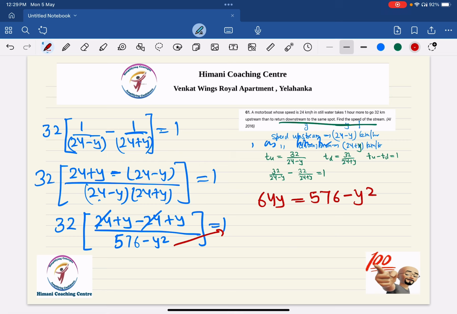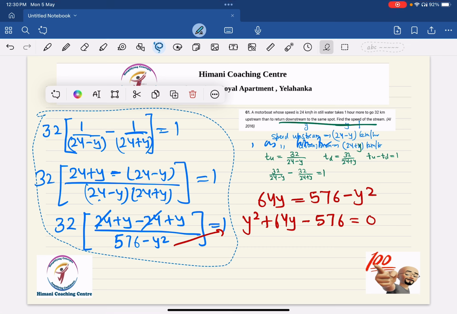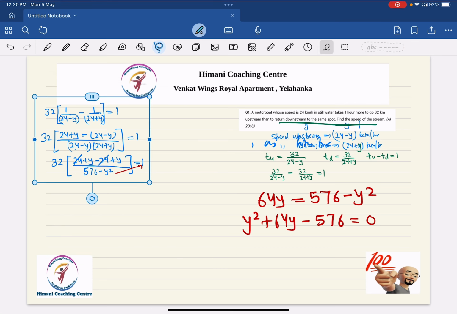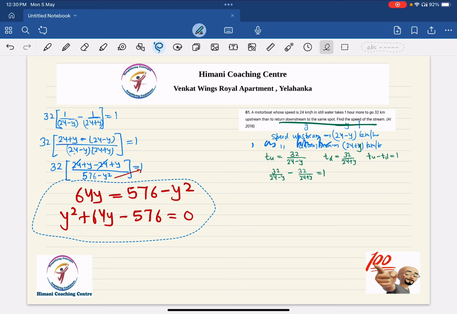So again we will make a quadratic. Minus y square comes to the left hand side, becomes y square. 64y is in its own place, plus 576 comes to other side, becomes minus 576. So this is the equation which we have to now solve. Now we have to do solution of this, and I will need a bit more space. So let's do this, and just a second, bring it here.